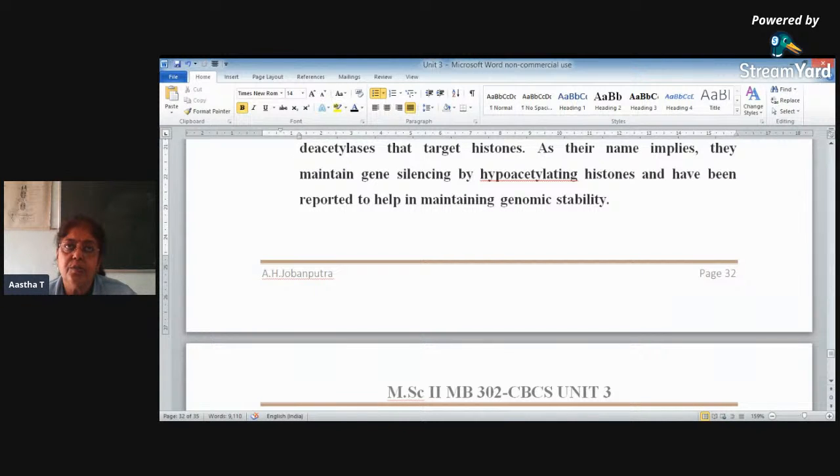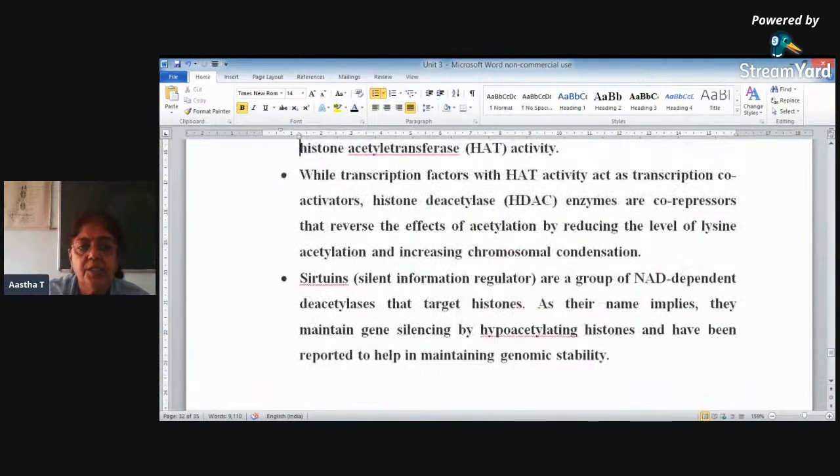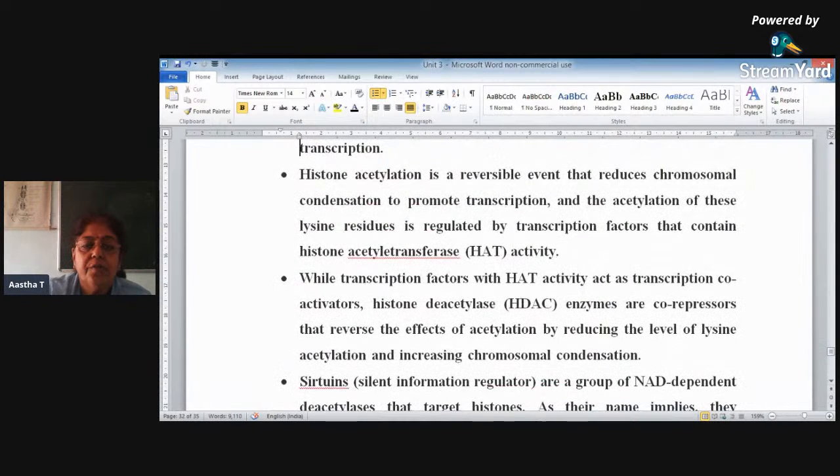So lysine residues will first be acetylated, and by this acetylation the condensation of the chromosomes or DNA will be reduced. The DNA will be separated out for the process of transcription. Once this transcription is over, again the reverse reaction will take place, HAT activity will be reduced, and again the condensation of the chromosomes will take place.